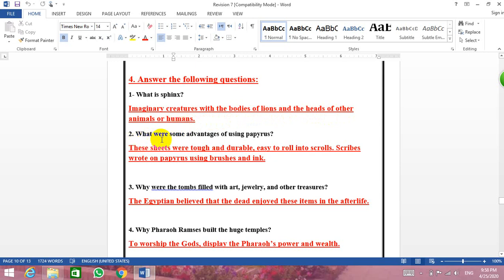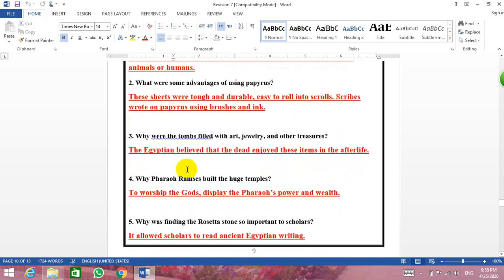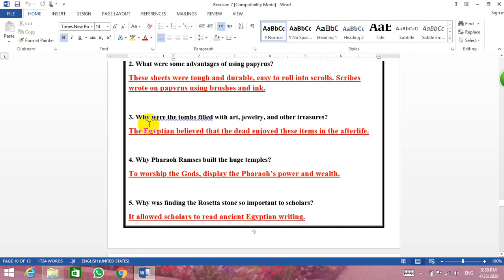Question number 2. What were some advantages of using papyrus? These sheets were tough and durable, easy to roll into scrolls. Scribes wrote on papyrus using brushes and ink. Question 3. Why were the tombs filled with art, jewelry and other treasures? The answer is, the Egyptians believed that the dead enjoyed these items in the afterlife.